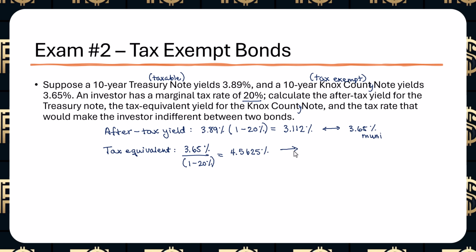And again, now we can compare this to the 3.89. The conclusion is the same. You would prefer the muni here over the Treasury bond in this example.